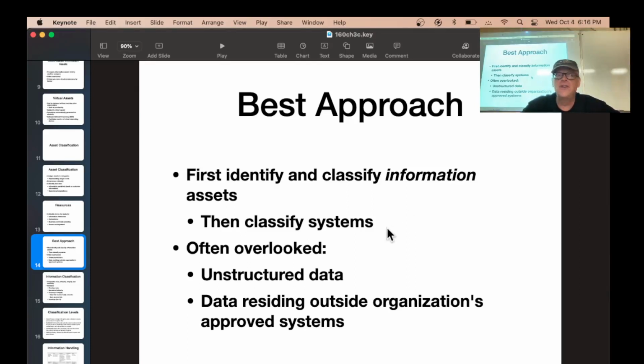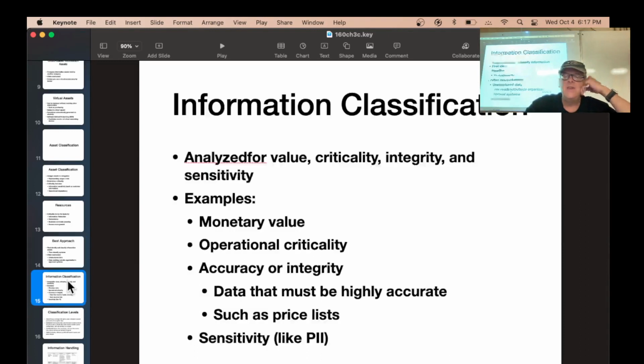Here's a fun fact. The data is worth more than the hardware. This is always the case. You wouldn't bother with the hardware unless the data was worth more than the hardware. So, all right, but people often overlook things. Unstructured data, data outside the approved systems, and so on. It's too easy to overlook data.